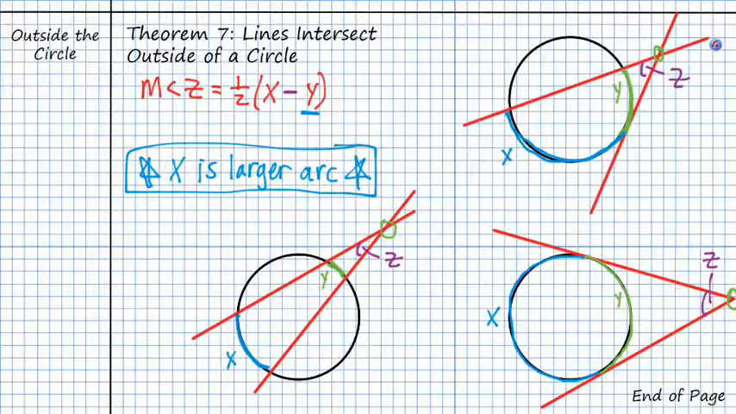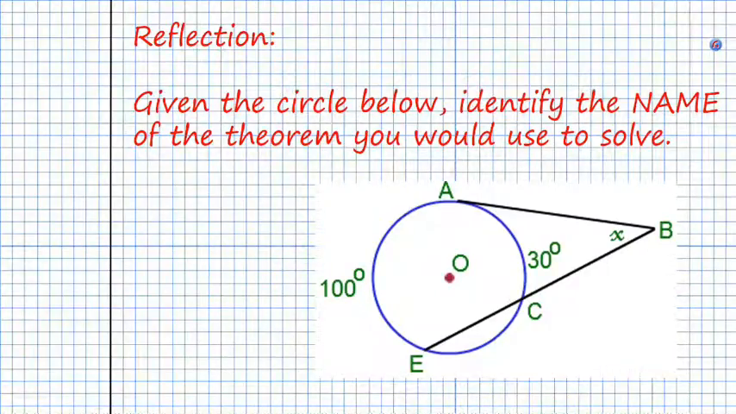Your reflection today is, given the circle below, identify the name of the theorem that you would use to solve it. Start thinking about that. It might not match any of your scenarios directly, but you want to note where your intersection point is.